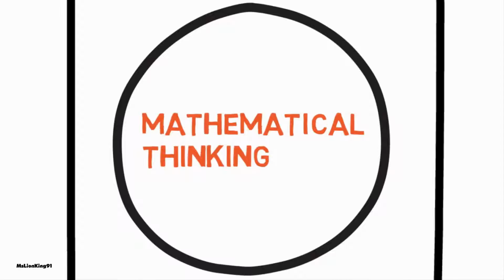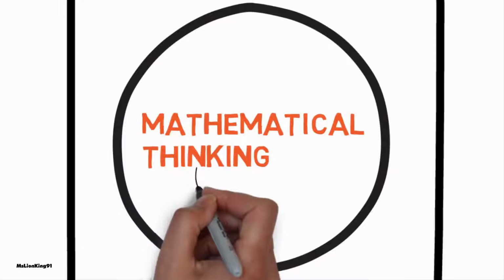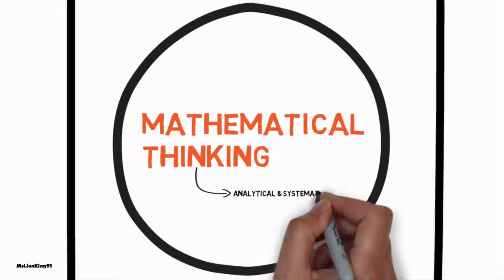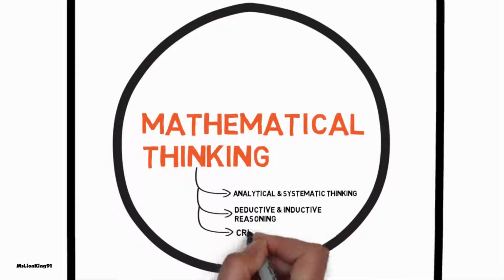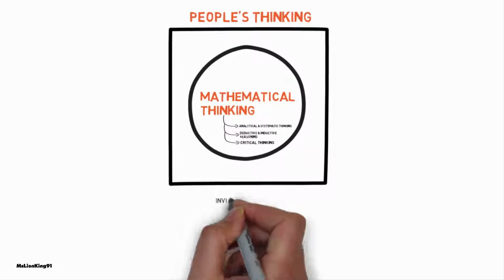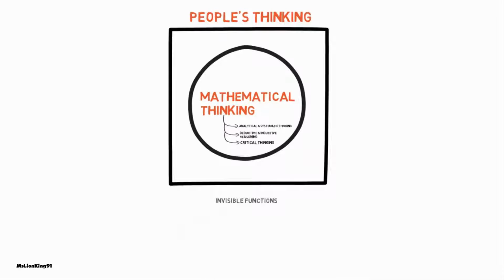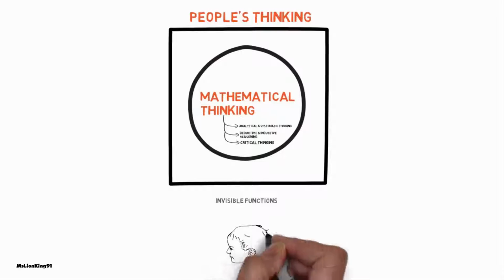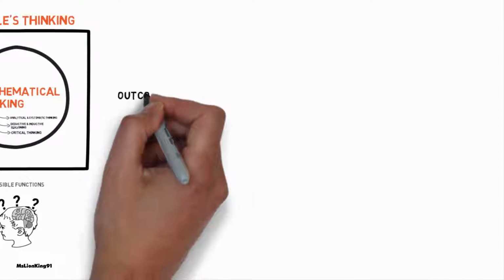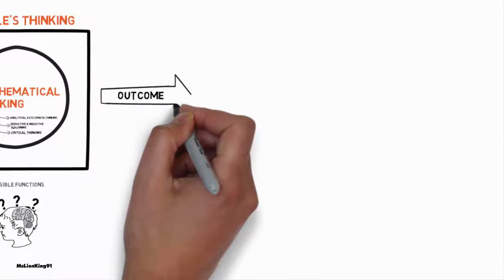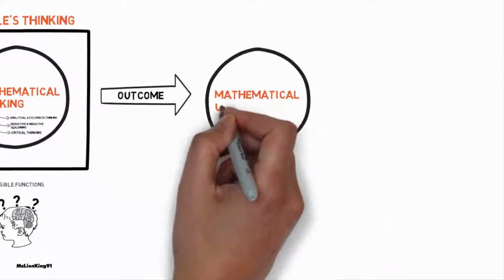In order to answer the aforementioned question briefly, I would say that some typical parts of mathematical thinking are analytical and systematic thinking, deductive and inductive reasoning, and critical thinking. All these processes under discussion are invisible, since such functions are taking place inside our brain, and it is impossible to get inside. What we do have access to is the outcome of mathematical thinking, the mathematical understanding.